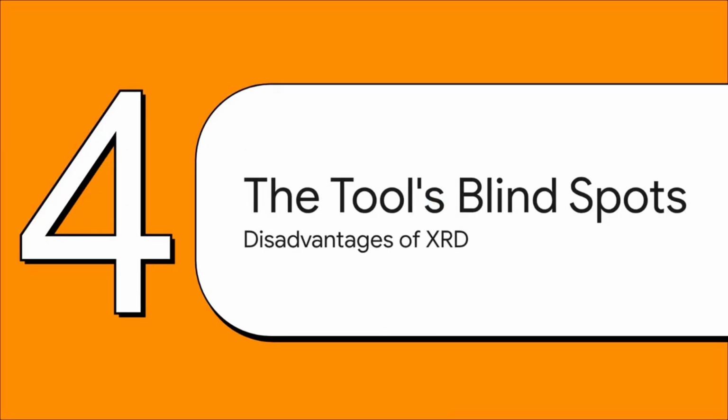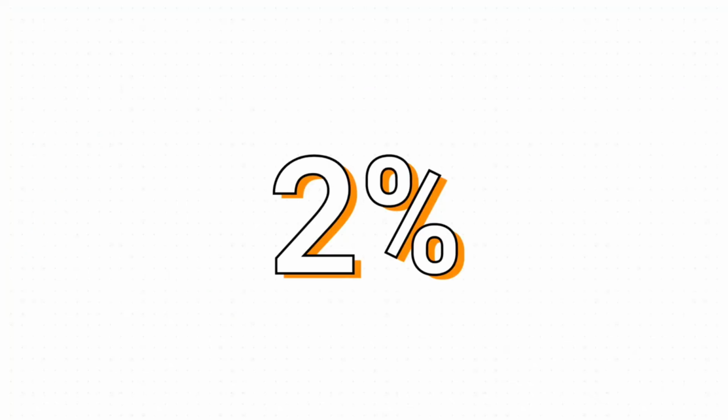All right, let's look at Section 4, the tool's blind spots. First up is the sensitivity limit, which sits around 2%. Here's the deal. If you have a mixture of different crystalline phases in your sample, XRD is fantastic at identifying the main ingredients. But trace phases, meaning materials that make up less than roughly 2% of the overall mixture, are notoriously tricky to detect. They simply don't throw off a strong enough signal to stand out from the background noise on the diffractogram. So if you're looking for a needle in a haystack, and that needle makes up less than 2% of the stack, XRD might just let it slip right past the detector completely unnoticed.